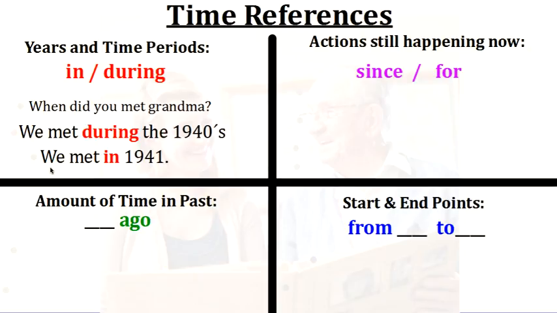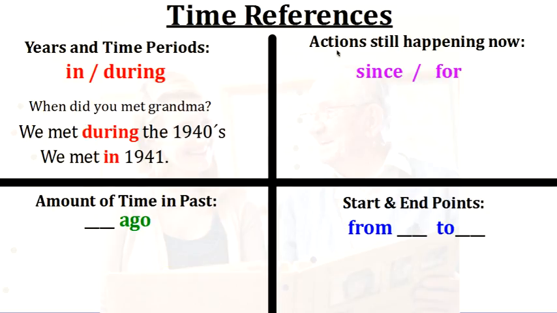He also said, "We met in 1941." So we use in to also talk about specifically when, in which year specifically. And we can also use during for the specific year. Alright, so remember, in and during we use for specific years and general time periods.